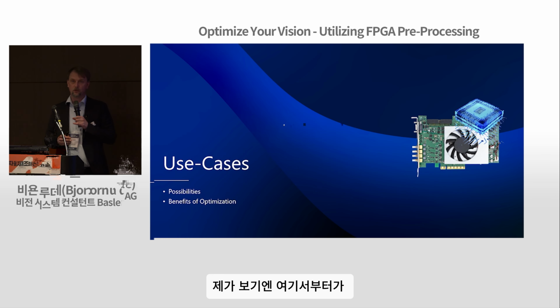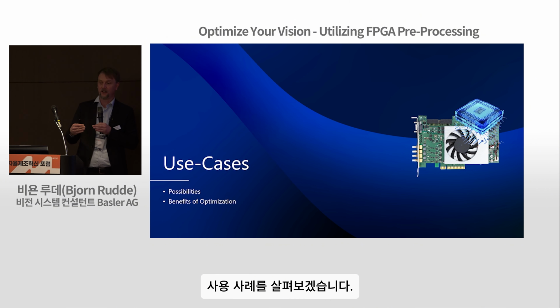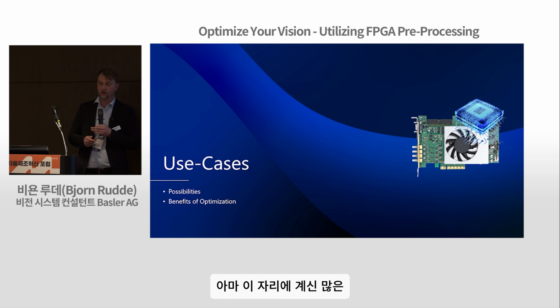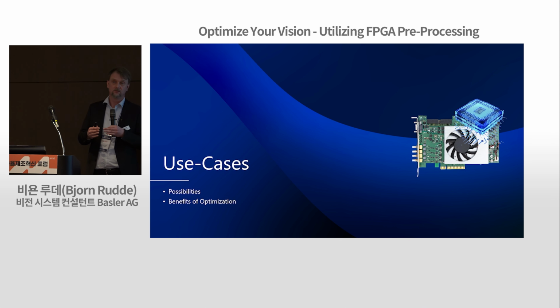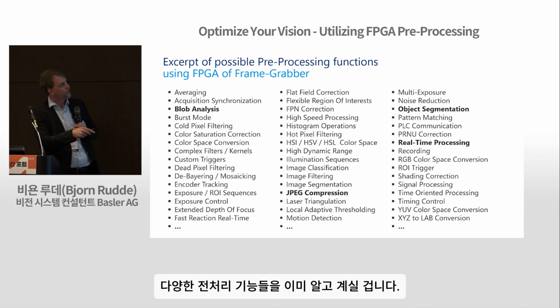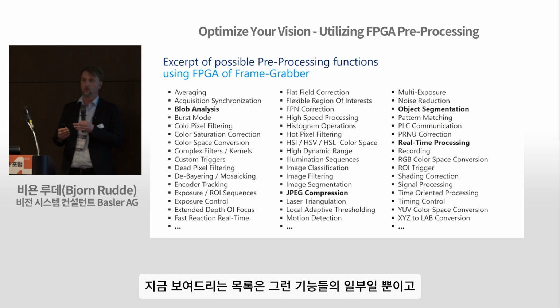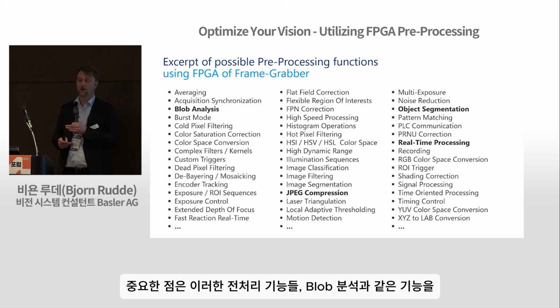So now I will go to the interesting part, at least from my point of view. We are going into the use cases. Real use cases where you achieve some benefits by using an FPGA. Here, I guess a lot of the machine vision engineers in the audience will recognize a lot of different pre-processing functions. It's just an excerpt. We have much more we can offer to you, moving it into an FPGA.